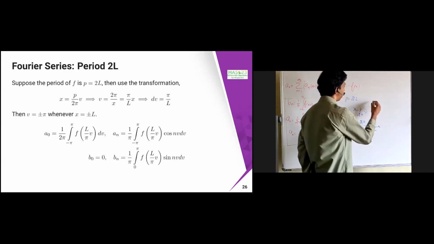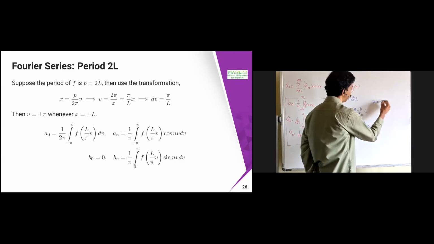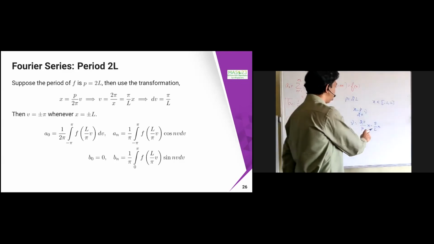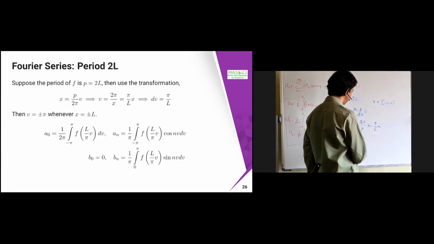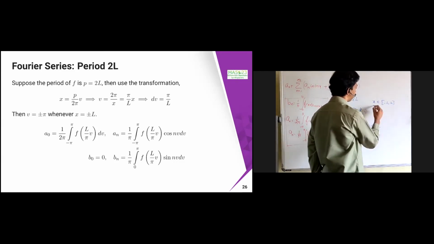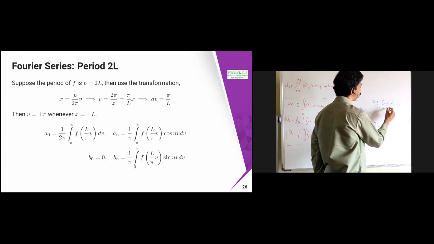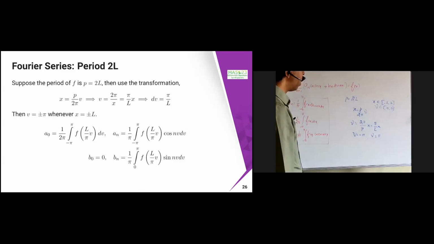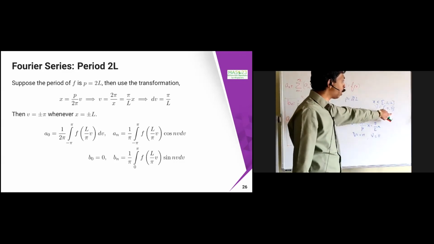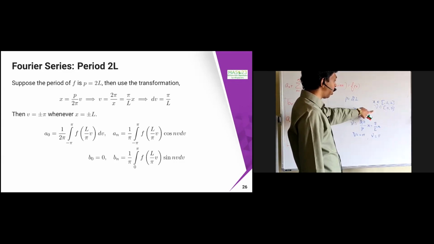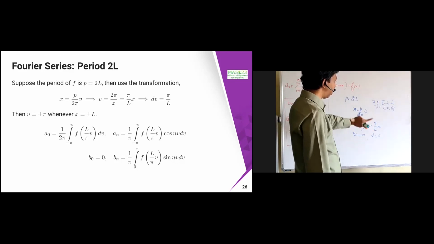If x belongs to minus L comma L, then if I put x equal to minus L, nu becomes minus pi, and if I put x equal to L, nu becomes pi. That means if x belongs to minus L to L, then nu goes from minus pi to pi. I did the transformation from x to nu, where nu is defined from minus pi to pi, and the transformed function is a periodic function with period 2 pi.